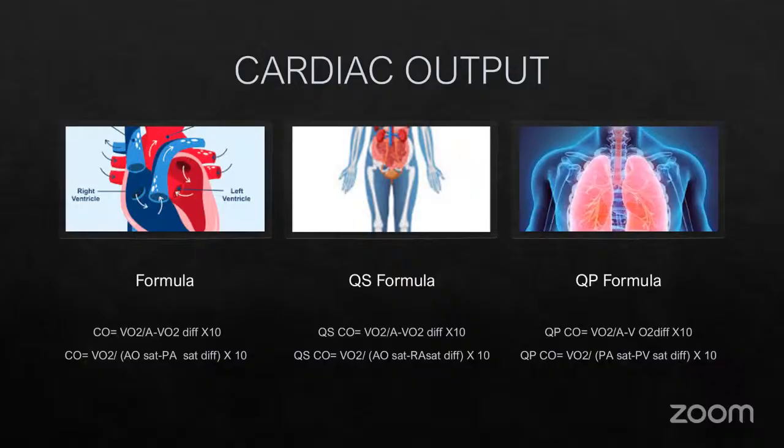Here, we're going to use the cardiac output formula, dissect it, and apply it to the individual cardiac outputs: the systemic, which is QS, and the pulmonary, which is QP. Remember, Q is flow. Let me get my annotation tools, because I really like doing this. So my formula for cardiac output, this is it.